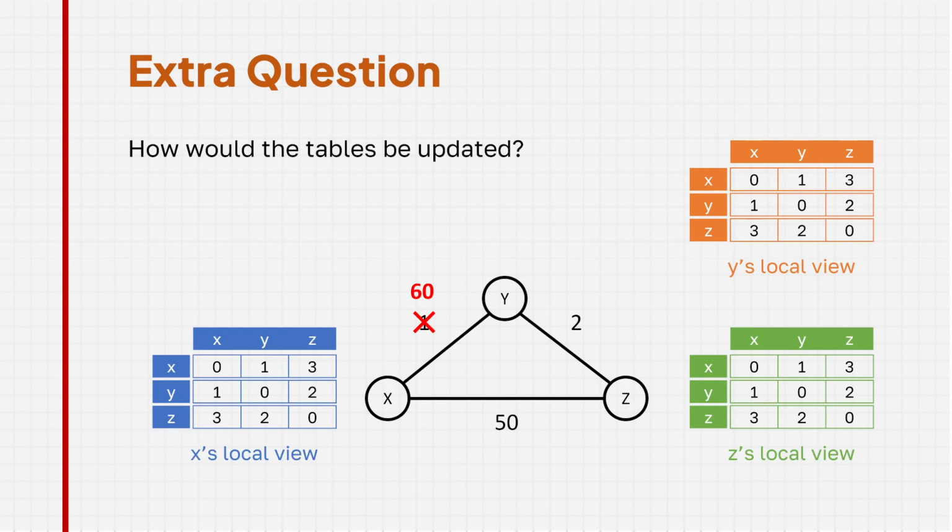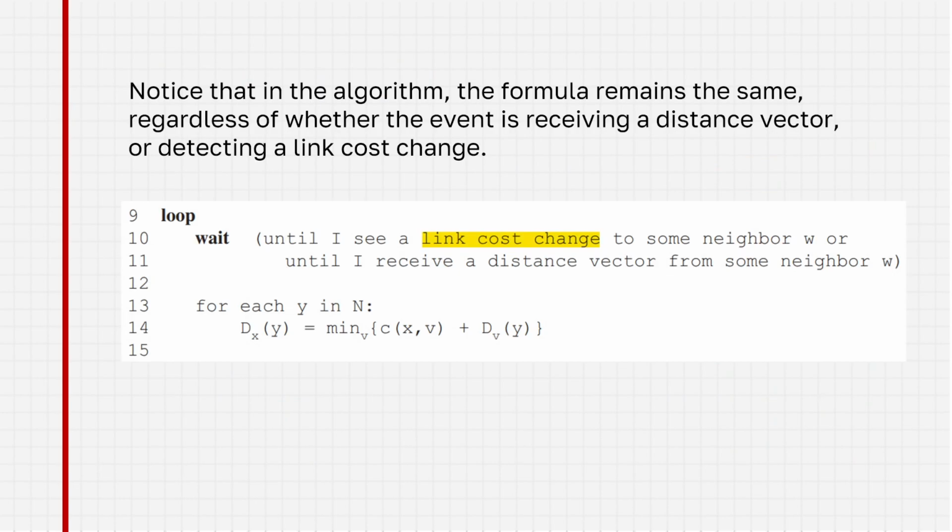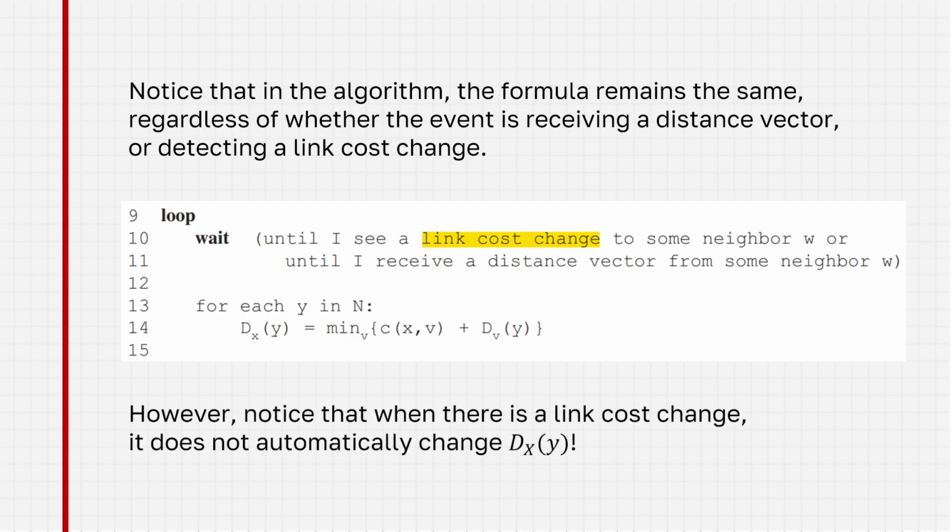Okay, I guess in the interest of time, let me just share this. So if you think that this will be changed directly to 60, this is actually an incorrect implementation. This one works, yes, but it is not based on the algorithm that we have. If you see the algorithm, this is exactly the fine print from the book. Either when you see a link cost change or you receive a distance vector, you will still run the same exact step. It will still run this Bellman-Ford equation again. But the catch here is that when there's a link cost change, it doesn't automatically change dxy. There's no part of this algorithm that says dxy equals cxy. There's no updating there directly.